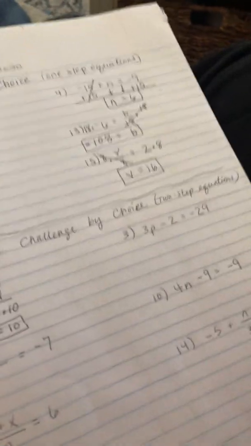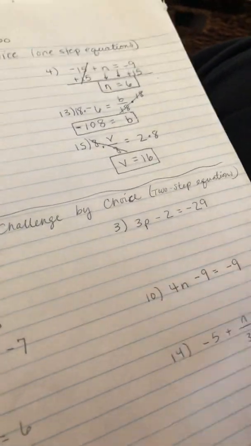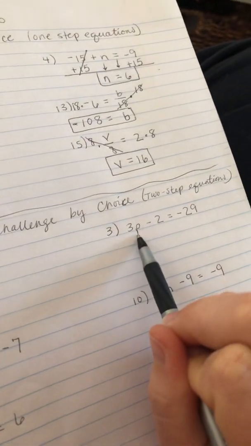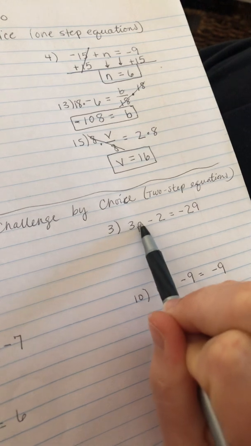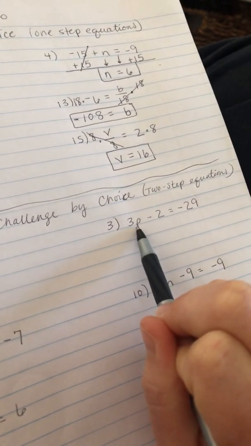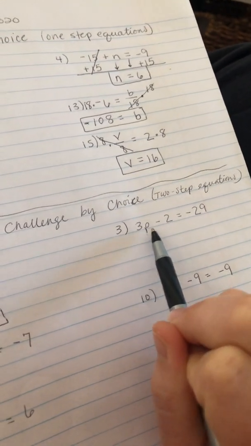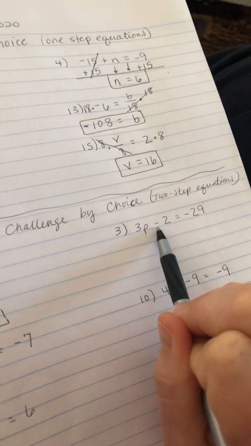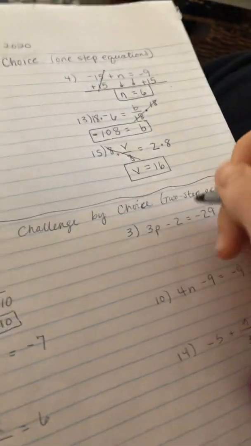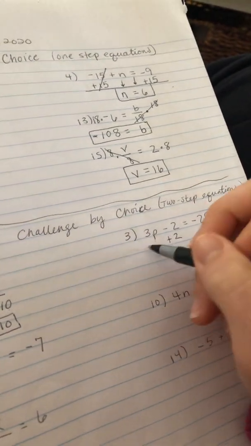All right, over to number 3. I figured I would do one of these types of equations too. Locate your variable. Okay, so your variable and the coefficient with it, or the number with it, is right here. I need to get rid of everything that's next to it first before I attack this. So that would be this minus 2. I need to get rid of a minus 2. How do I do that? I plus 2. What I do to one side, I do to the other.